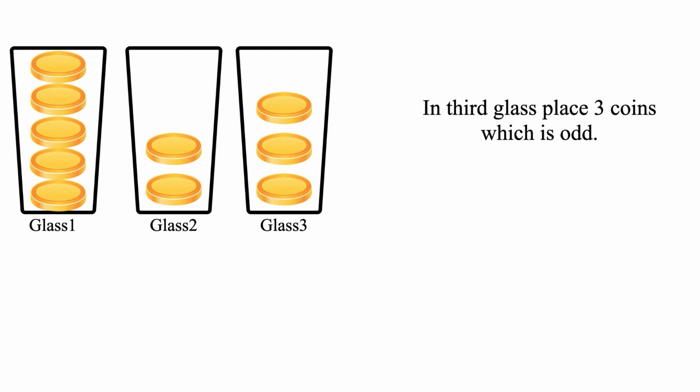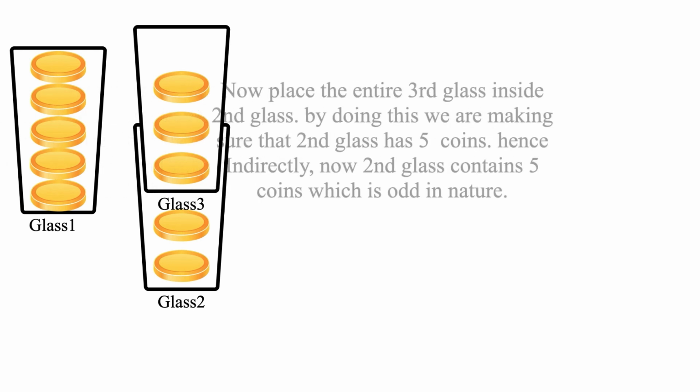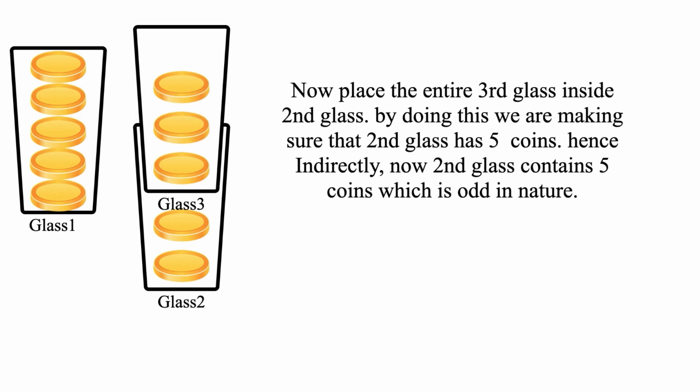Now is the important step. After the third step, glass 1 has 5 coins, glass 2 has 2 coins and glass 3 has 3 coins. Now place the entire third glass inside the second glass. By doing this, we are making sure that the second glass has 5 coins. Hence indirectly, the second glass now contains 5 coins, which is odd in nature.